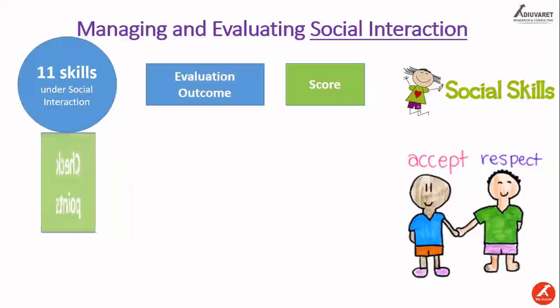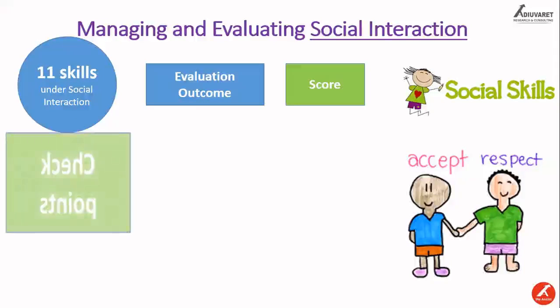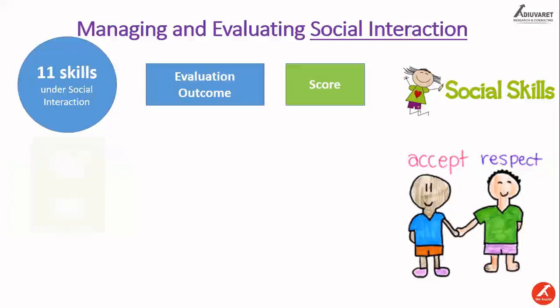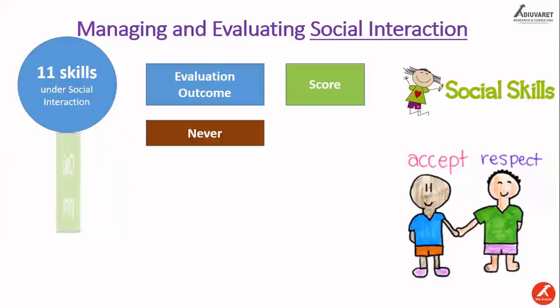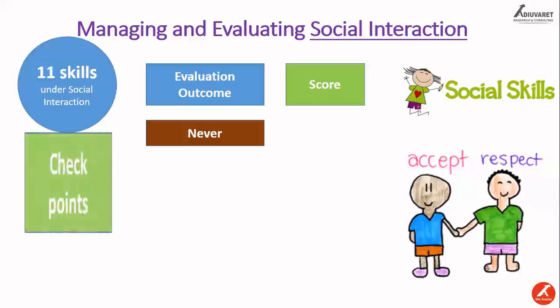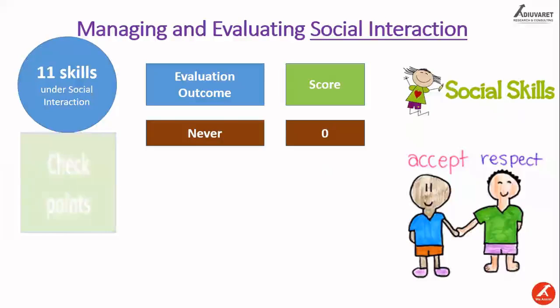Since we are also checking the skill level of the child, we are also evaluating through a scoring mechanism. All the 11 skills will have one statement, one skill detail, and each skill will have 4 options to evaluate. Either the child never does that particular skill, in which case we'll assign a score of 0.